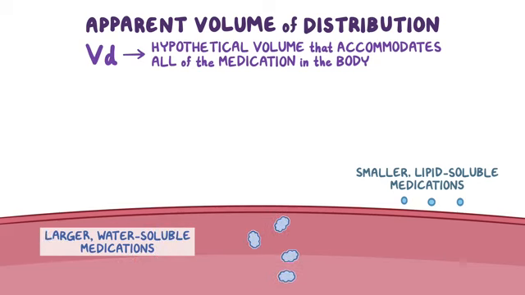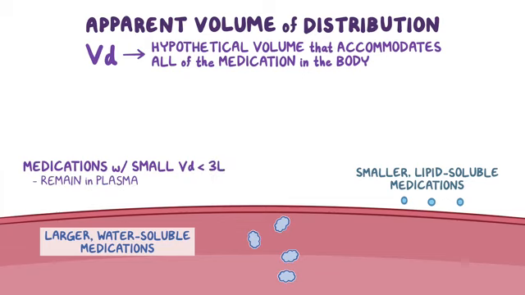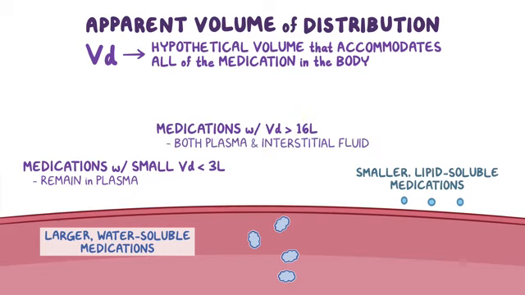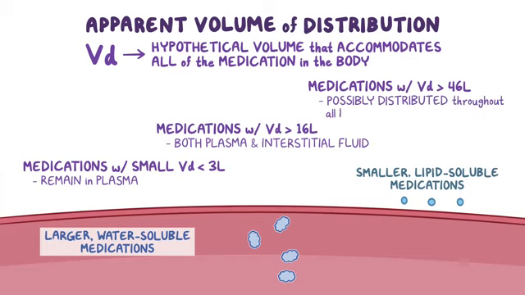In any case, it's safe to say that medications with a rather small apparent volume of distribution, or VD, such as 3 liters or less, remain mainly in the plasma. Medications with an apparent volume of distribution, or VD, of 16 liters or more get distributed throughout the extracellular fluid, meaning both the plasma and interstitial fluid compartments. And medications with an apparent volume of distribution, or VD, of 46 liters or more are possibly distributed throughout all body compartments.